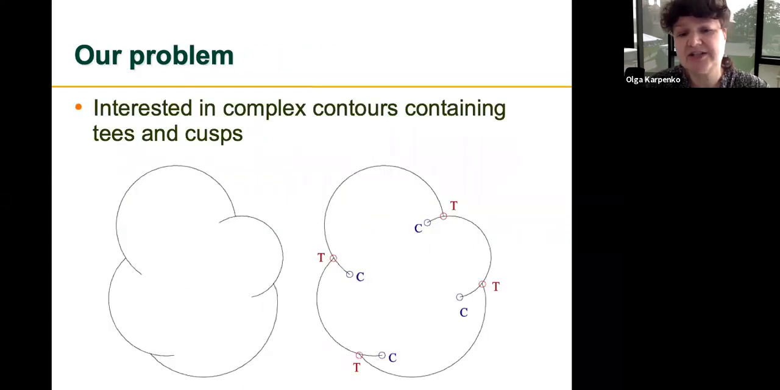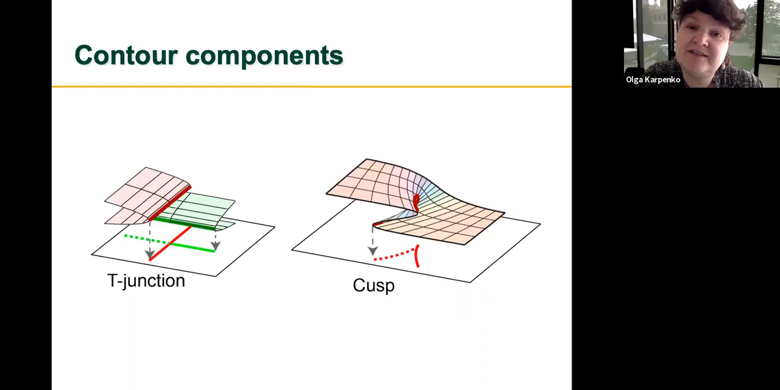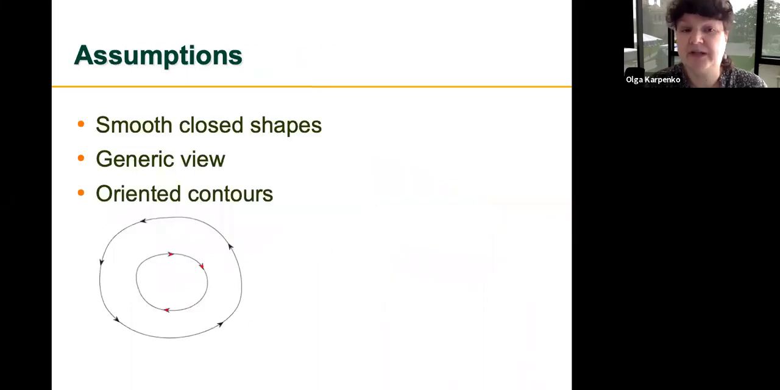If you look at this T-junction, it's called a T-junction because it looks like the letter T. If it looks like a T-junction in 2D, in 3D it corresponds to two surfaces that are overlapping. When they overlap, their contours also overlap and create this letter T. And a cusp is a little bit more complex. This is when a surface sort of folds onto itself, and then when you look at the contour in 2D, it looks like this cusp. So we want to be able to handle contours that look that way.